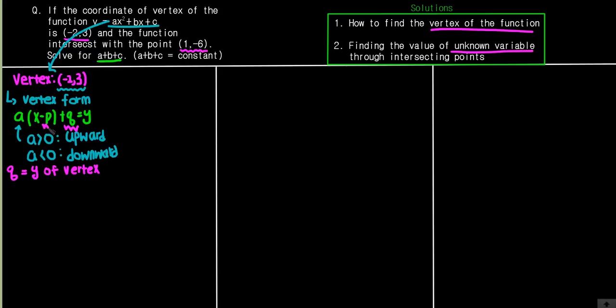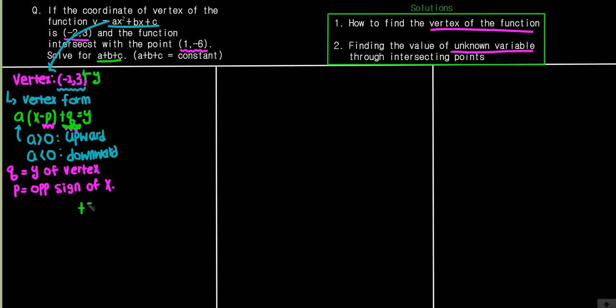Let's think about the value of p. The value of p is always the opposite sign of the x value of the vertex. Now we can convert this function ax squared plus bx plus c into a times x minus p, squared, plus q, equal to y. One thing we can know is that the y value of our vertex is positive 3, which means we can replace it as the value of q.